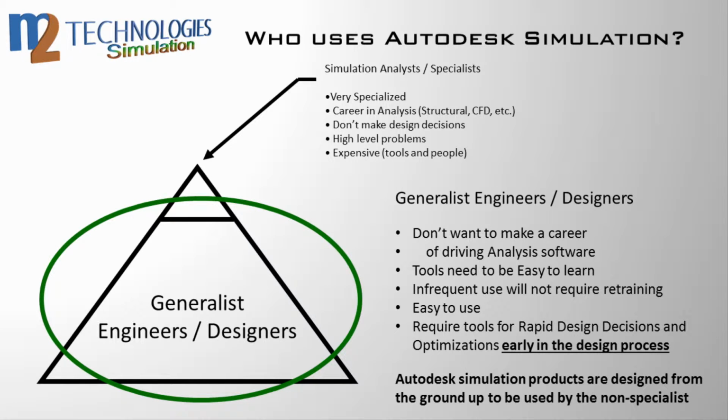What makes Autodesk Simulation different? Who uses Autodesk Simulation? Autodesk Simulation is built from the ground up to be fast and easy to use. Note the triangle graphic on screen. This triangle represents the entire community of engineers and designers. Traditionally, highly educated and highly specialized individuals, represented by the top portion of the triangle, have been relied upon to perform FEA analysis. These individuals are typically career analysts. They are expensive people who use expensive tools. This type of analysis is often done at the end of a design cycle for validation purposes.